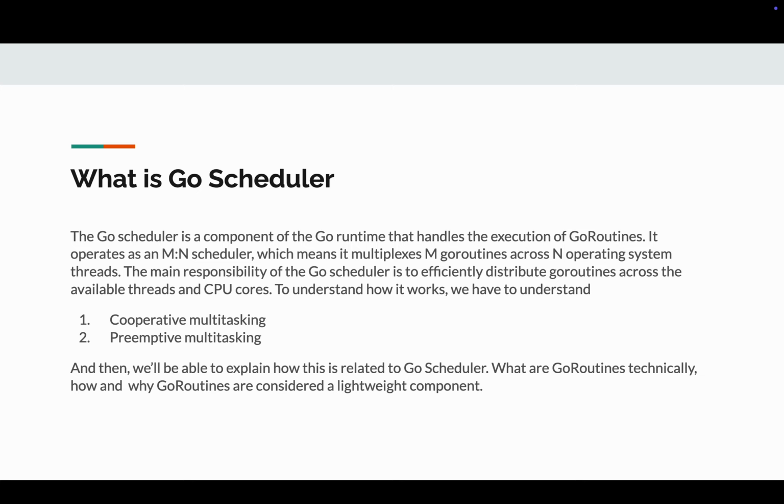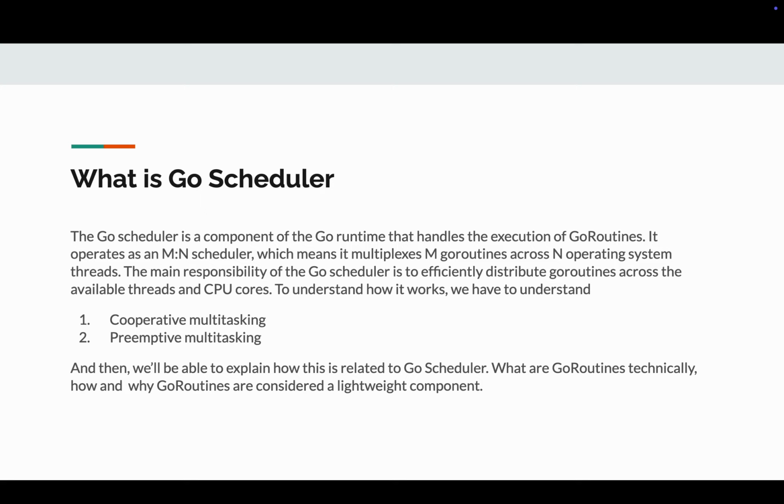What is a Go scheduler? The Go scheduler is a component of the Go runtime that handles the execution of Go routines. It operates as an M-to-N scheduler, which means it multiplexes M Go routines across N operating system threads. The main responsibility of the Go scheduler is to efficiently distribute Go routines across the available threads in CPU cores.